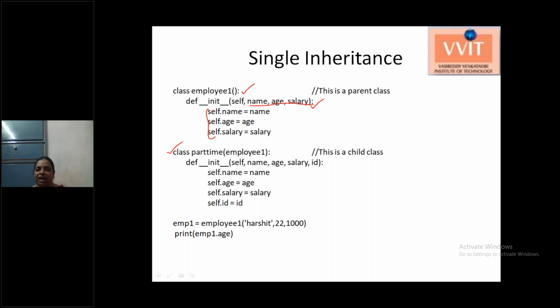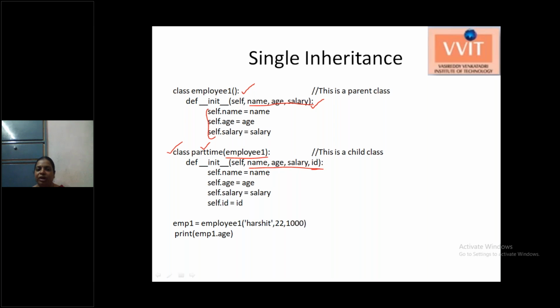So now we are creating a child class, part-time employee. A company may have some employees as permanent employees, some as internship employees, some as part-time employees, some as guest employees. So like that, I'm creating a new class, part-time employee, which is derived from the employee1 class. Here also we have a constructor with the parameters name, age, salary and ID. I'm giving an extra variable as ID, so 4 parameters we are sending to this.